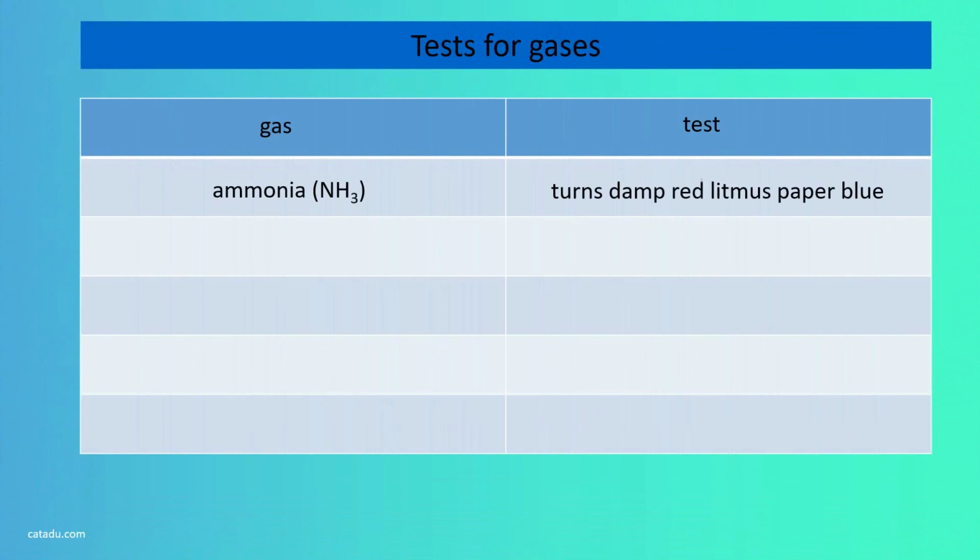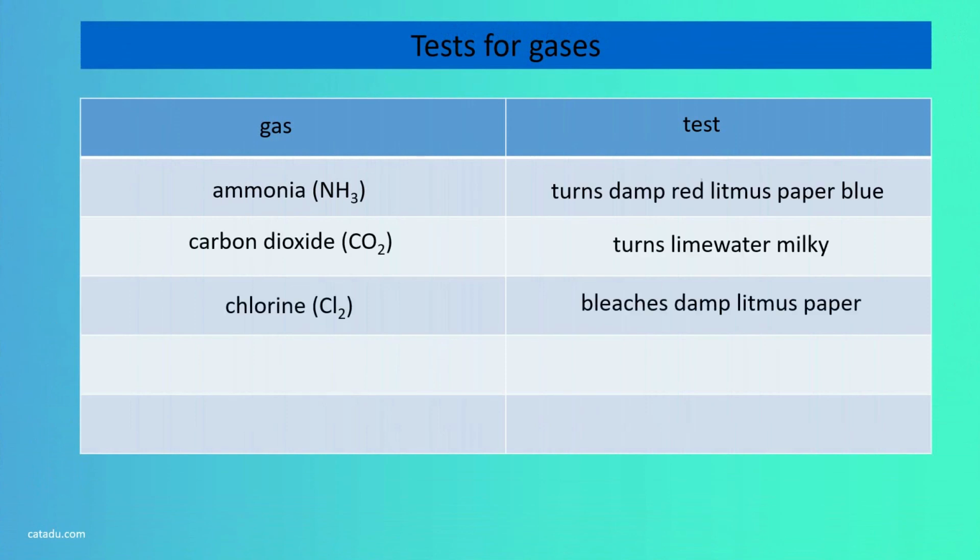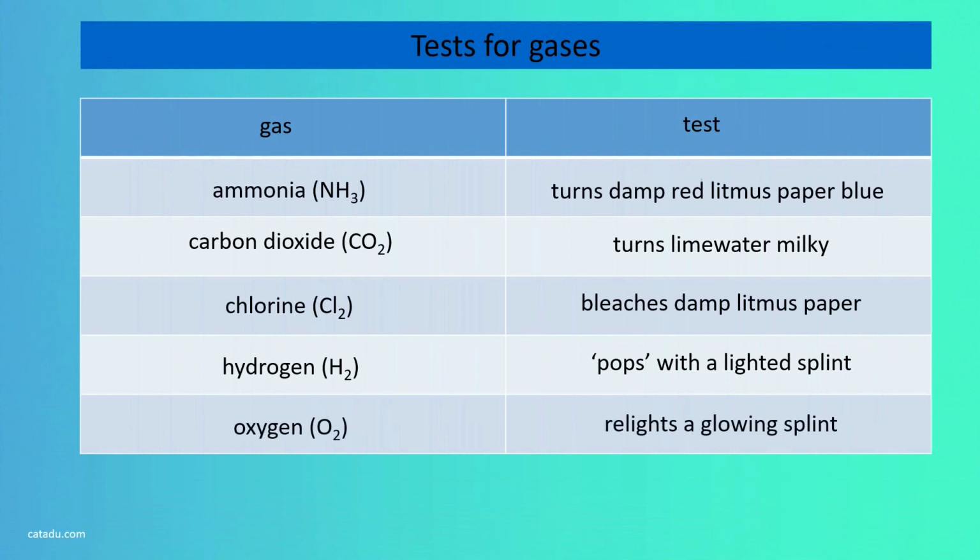Ammonia gas turns red litmus paper blue, carbon dioxide turns lime water milky, chlorine gas, the acidic gas, bleaches damp litmus paper, hydrogen gas, neutral gas. It pops with a lighted splint. Oxygen gas helps to burn, relights the glowing splint.